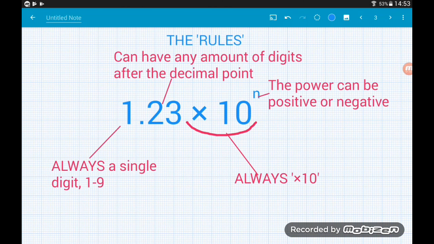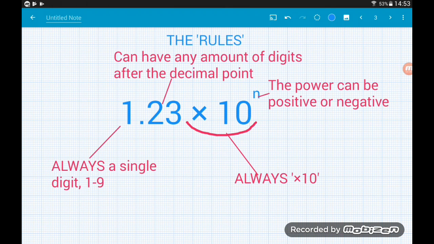Well, first of all, the very first digit has to be between 1 and 9. And we only ever have a single digit before the decimal point. So if you had a 2-digit or a 3-digit or even more before the decimal point, then your number is not in standard form. So the first digit, again, before the decimal point, has to be a single digit. It has to be between 1 and 9. It's not allowed to be 0. After the decimal point, you're allowed to have as many digits as you want. It doesn't matter at all. But before the decimal point, you have to have a single non-zero digit.